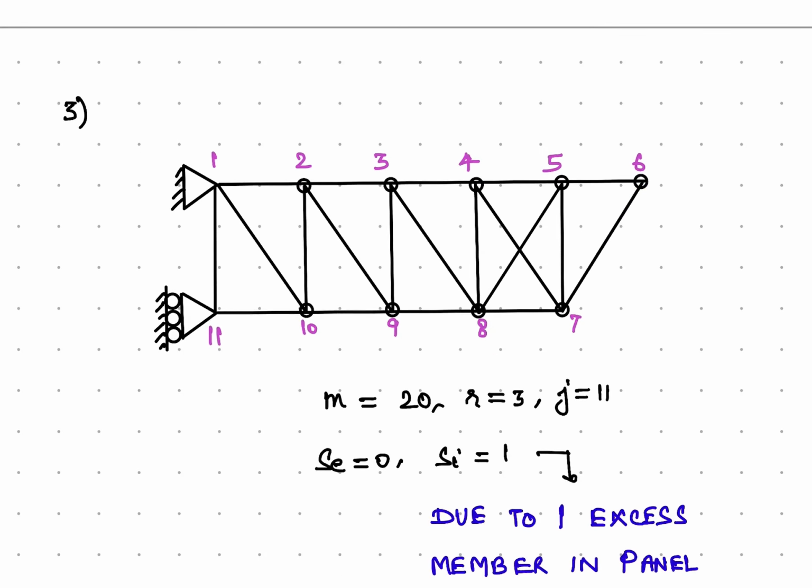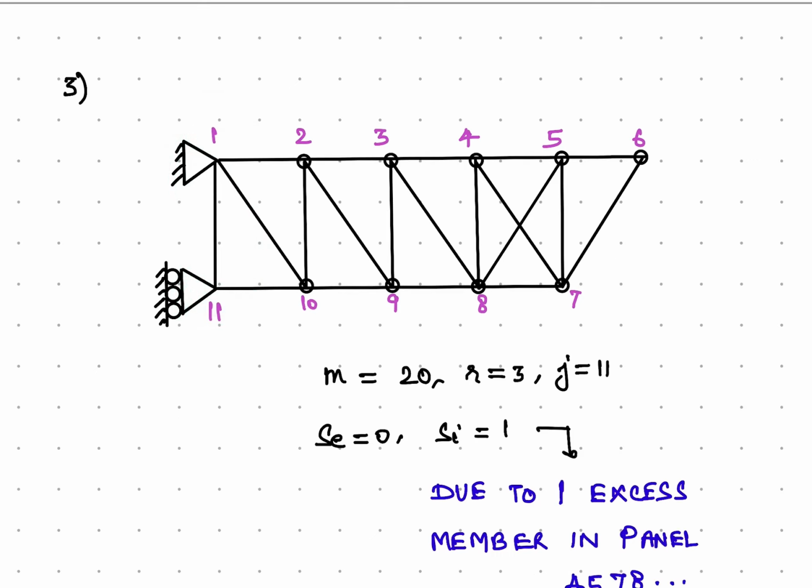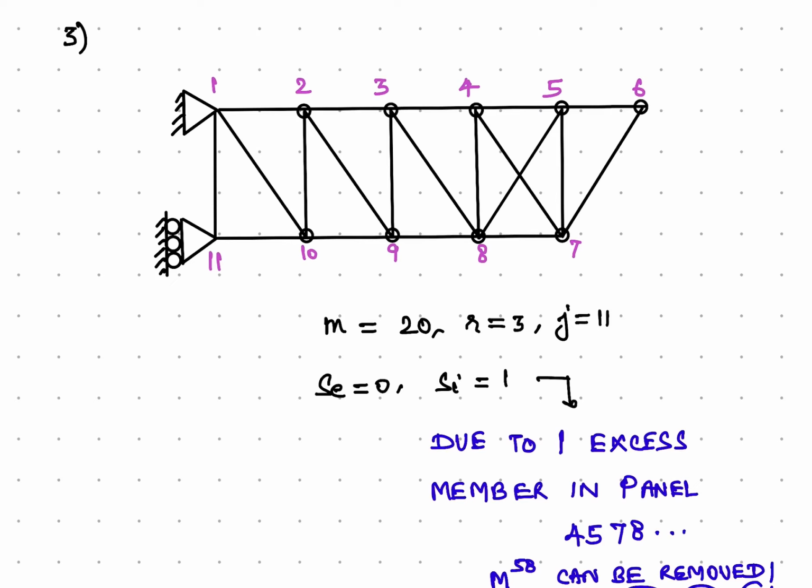So that's what we are seeing here in this third problem, where we have introduced an additional member connecting the joints 1 and 11. Right? So we'll just see this one more problem. Here we see that the number of members equal to 20, the number of support reactions equal to 3, and the number of joints equal to 11. One can check that.